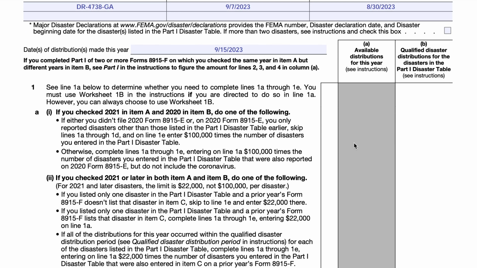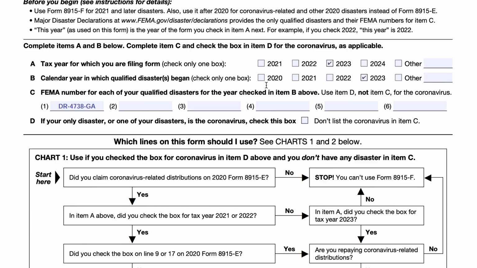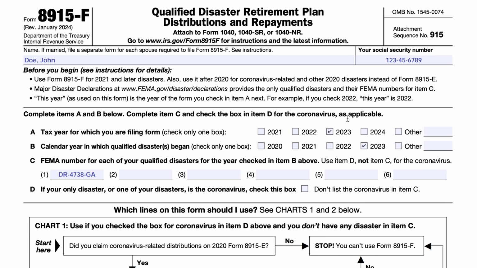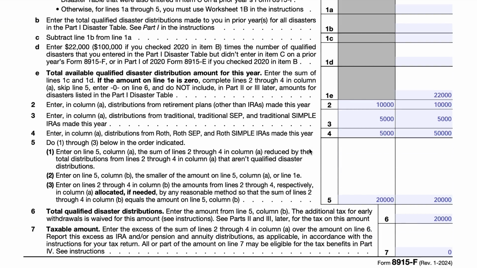So at the very top, if you completed part 1 of 2 or more forms 8515, on which you check the same year in item A, but different years in item B, there may be additional instructions. So if you had to do multiple ones where they were all for the same tax year, but they were in different calendar years, then there's additional guidance in the form instructions. For the purpose of this video, we're just going to keep it clean.